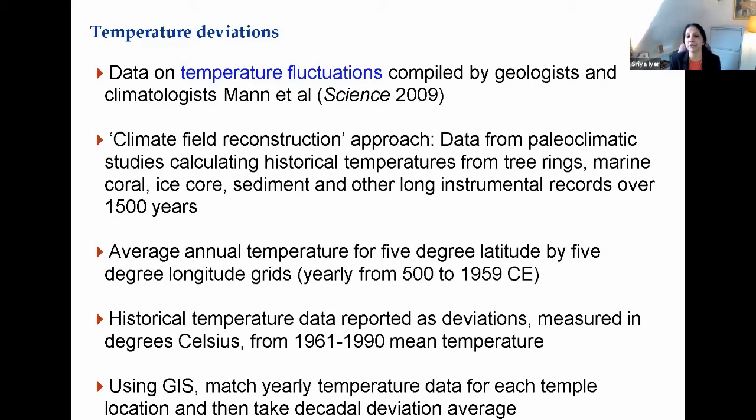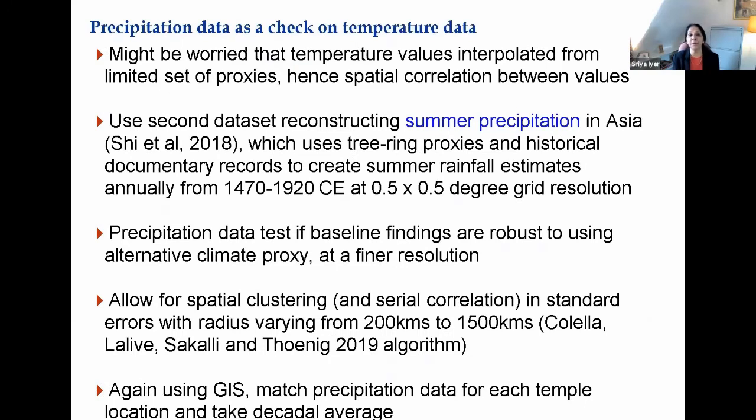One of the reasons why we're doing this at the decade level is because, as many other scholars who've used these data have also pointed out, the temperature data are not as good at finer frequencies as they are at the decade level. Now, you might be worried that the temperature values interpolated here are from a limited set of proxies, and so you might have spatial correlation between the values.